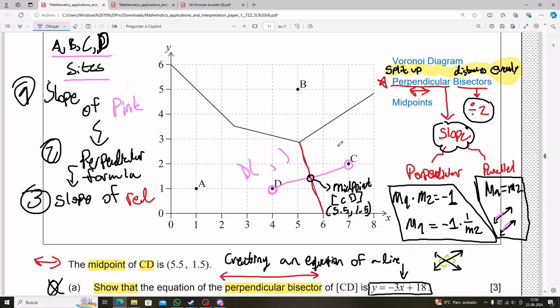And point C is going to be my second point, right? So what are the coordinates of C and D? This is so much easier than what you think. It's staring at you right now. Point D has an x coordinate of 4 and a y coordinate of 1 over here. Point C has an x coordinate of 7 and a y coordinate of 2.